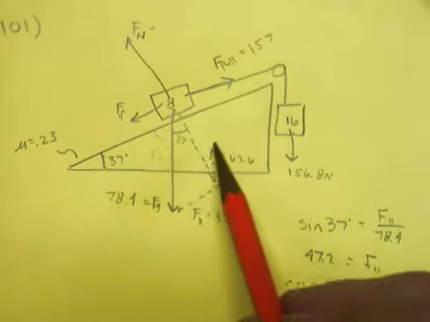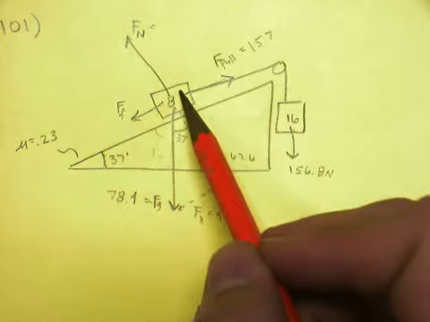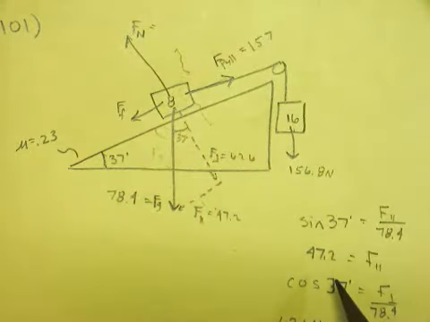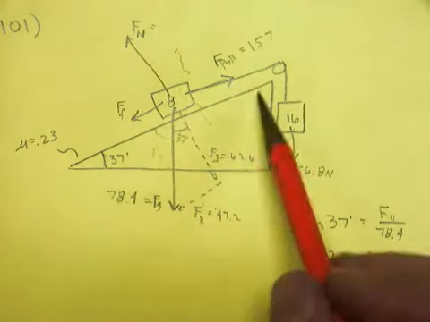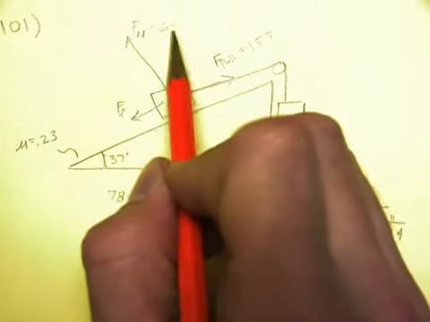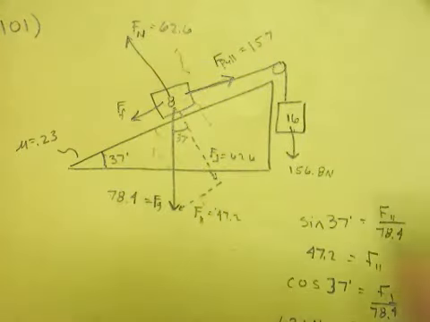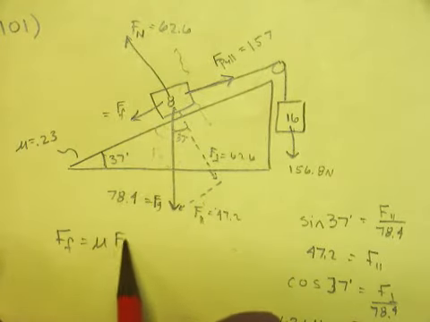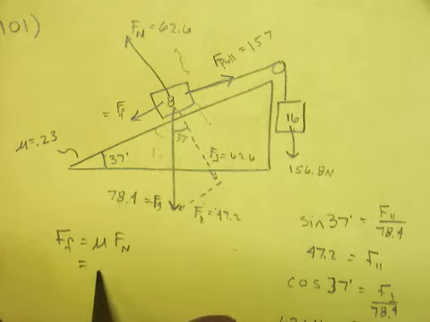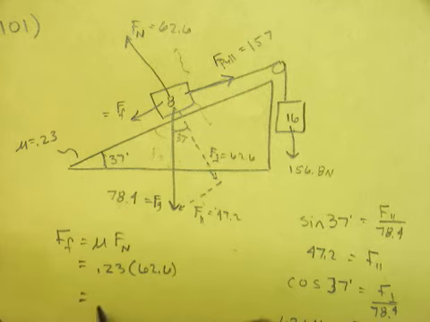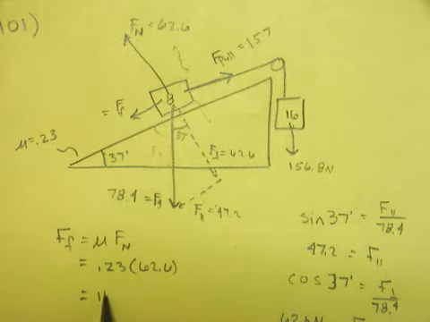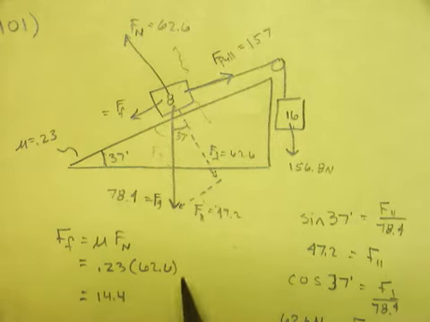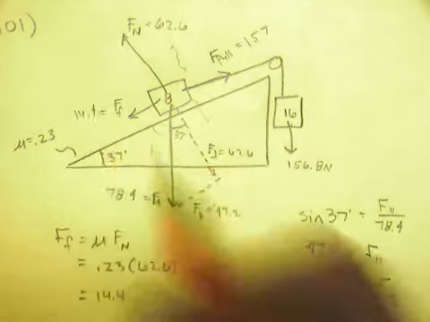Alright, so now I know the normal force. Because this box doesn't float up into the sky and it doesn't dive down into the inclined plane, this has to be equal to 62.6. Now I can find friction, because the force of friction is equal to the coefficient times the normal force. The coefficient is 0.23. The normal force is 62.6. If I multiply those together, I get 14.4. So that's my frictional force, 14.4.